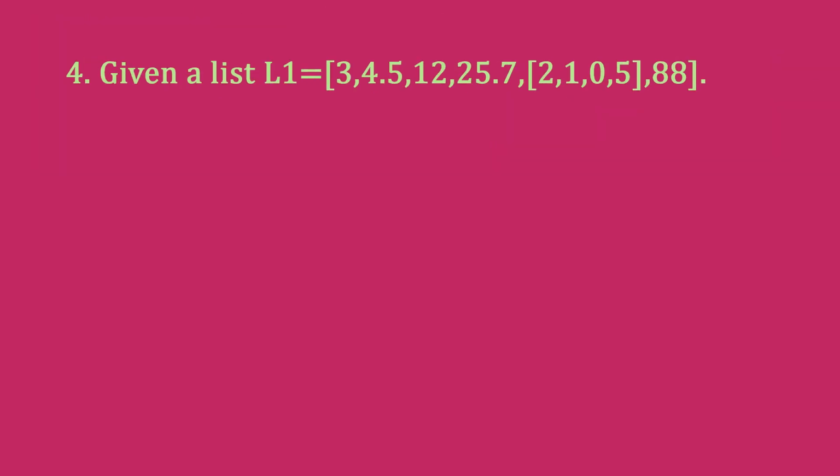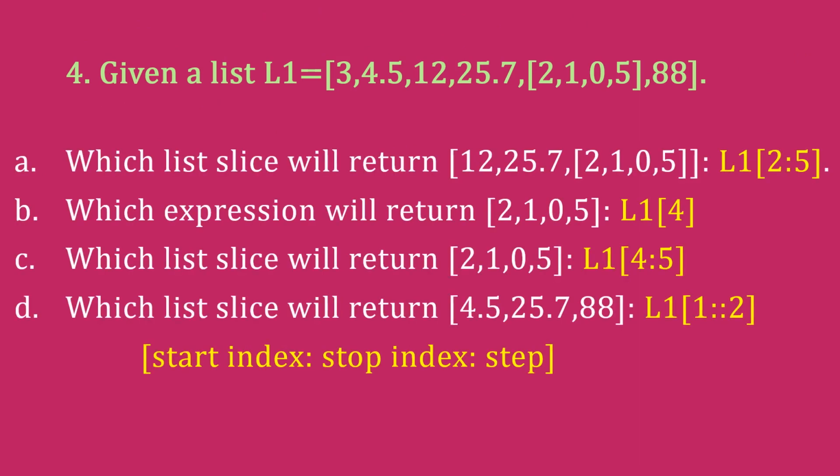Now given a list L1 having some values like this, which list slice will return the corresponding output? So here you can see in this list at index number 0, 3 is present, at index number 1, 4.5 is there, at index number 2, 12 is there, like this. So we want the output like this, 12, 25.7, then 2105 within another list. So here it is indicating we want the elements which are present at index number 2, 3 and 4.